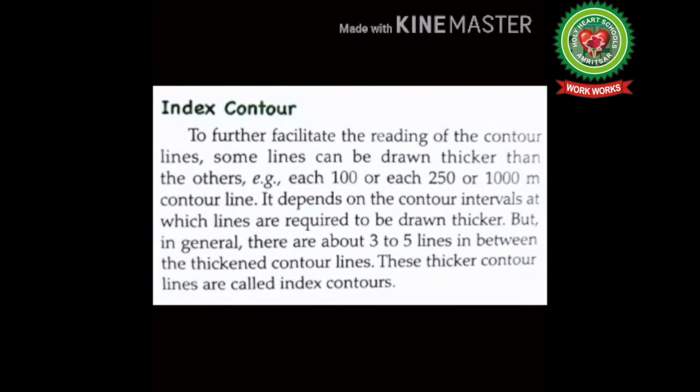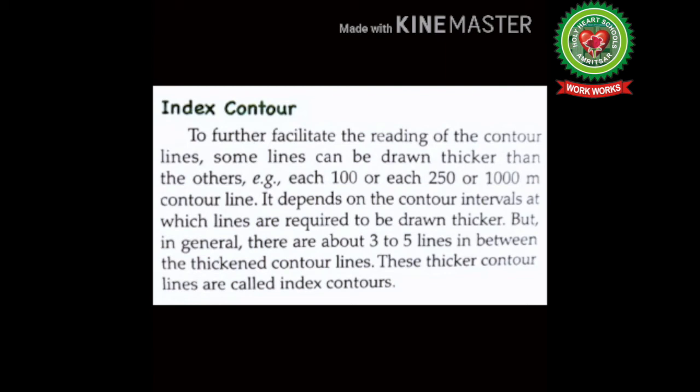Come back to the reading again. Next point is index contour. To further facilitate the reading of the contour lines, some lines can be drawn thicker than the others. For example, each 100, each 250, or each 1000 meter contour line. It depends on the contour intervals at which lines are required to be drawn thicker. But in general, there are about 3 to 5 lines in between the thickened contour lines. These thicker contour lines are called index contours.